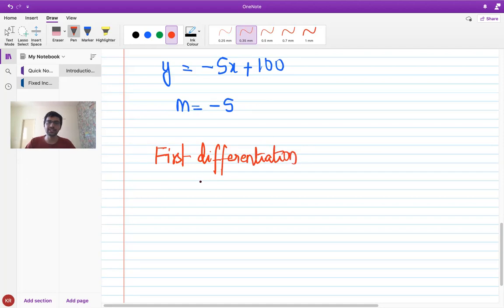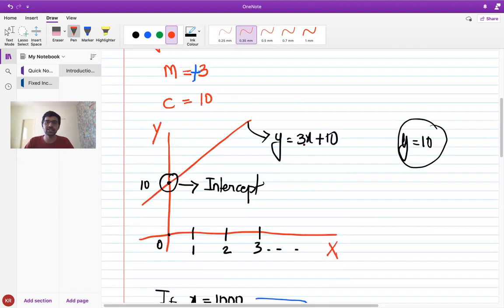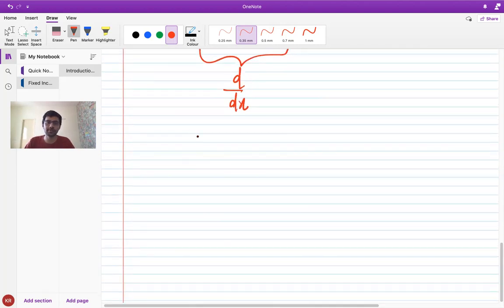Now, when I say differentiation, what I'm talking about is d by dx. This is something that maybe a lot of you might have learned in 11th or 12th. What we are doing is d by dx, or doing a derivation, or doing differentiation. Okay, what we are going to do is, now we had the original equation, y equal to 3x plus 10.